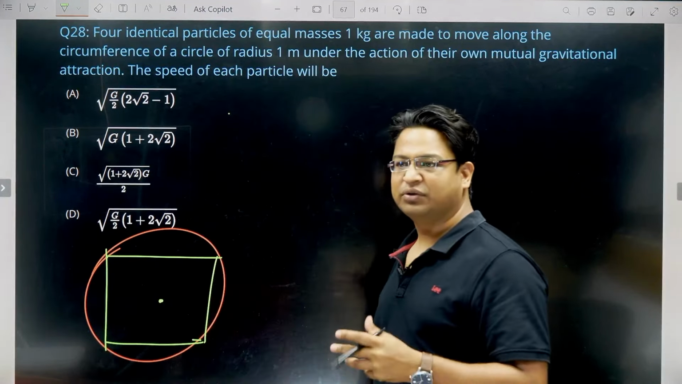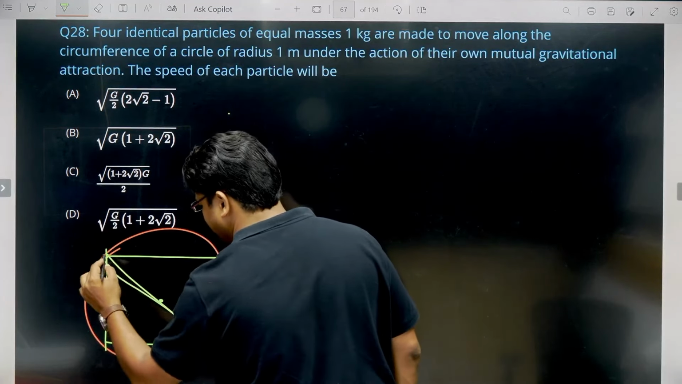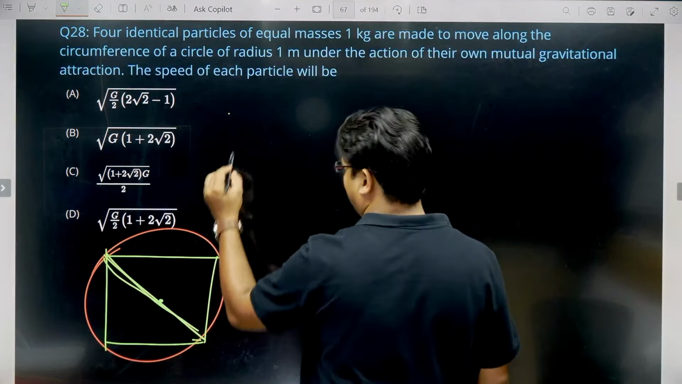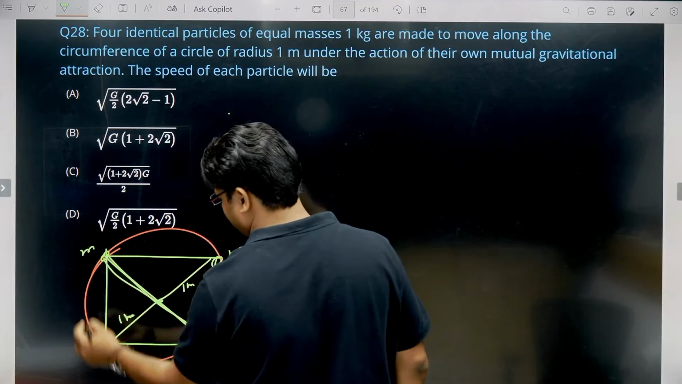The center of the circular orbit will be the center of the square also. So the radius is given to be 1, which means that the length of the diagonal will be equal to 2. All these lengths are 1. This is 1 meter, this is 1 meter, and here we will have a particle. m is given to be 1.